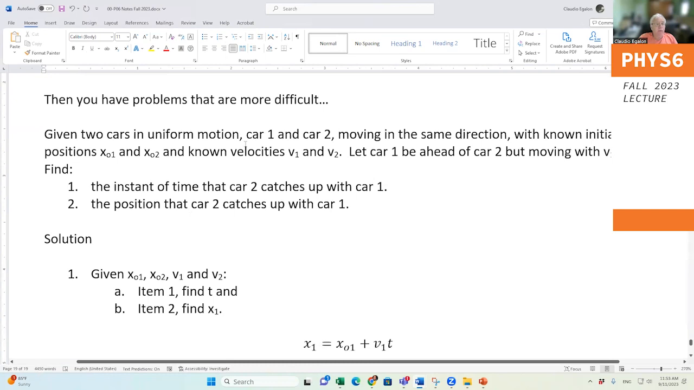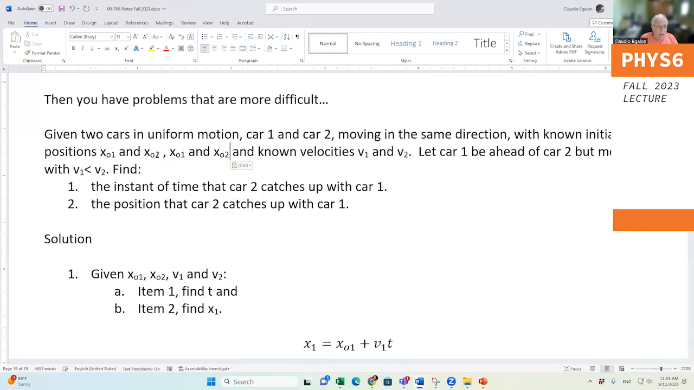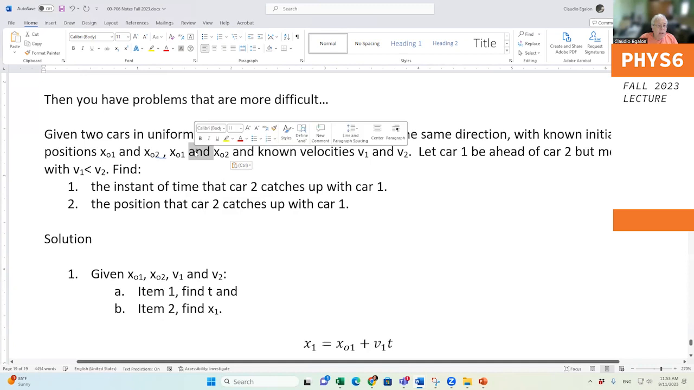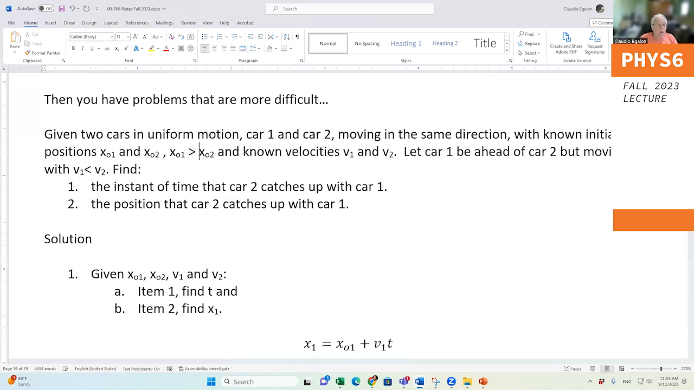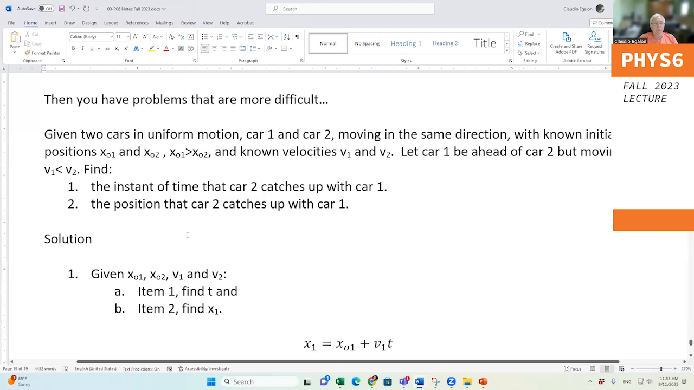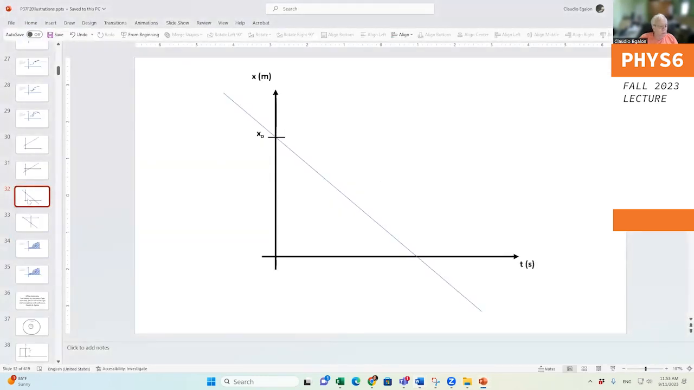Car 2 is behind, right? Given two cars in uniform motion going in the same direction with non-zero initial positions, X01 is greater than X02. I didn't do that, but I did the other. And the velocities, V2 is greater than V1, right? Let car 1 be ahead of car 2, but moving with V1 less than V2. Okay, so the situation is like that. I'm going to illustrate here for you.